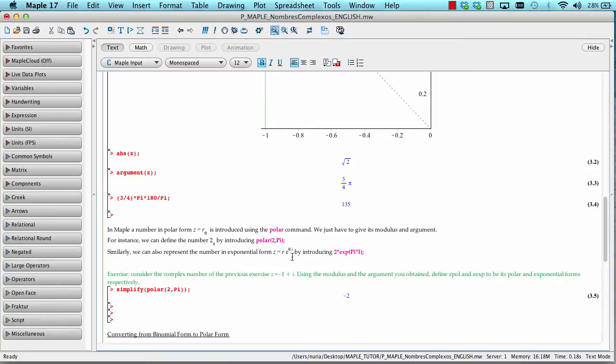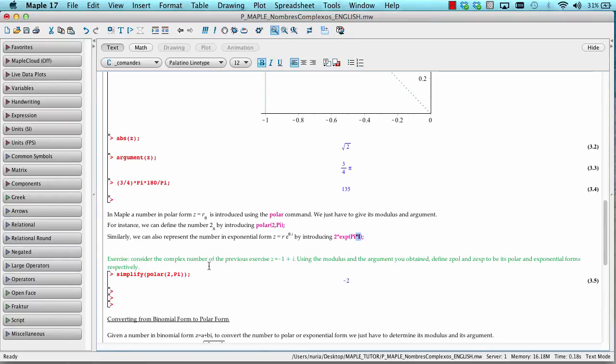Polar form, directly, is modulus times the exponential of the argument times the imaginary unit. Don't forget this, the imaginary unit in the exponent. And directly we can write it using the exponential command by introducing the imaginary unit in the argument, okay?